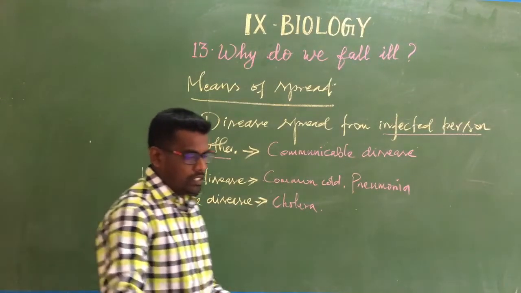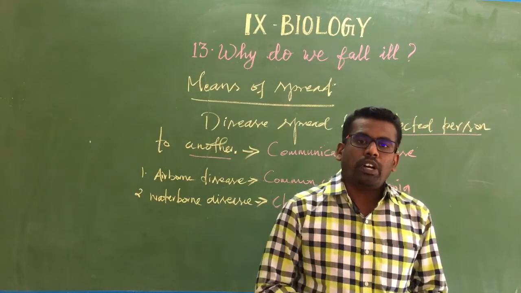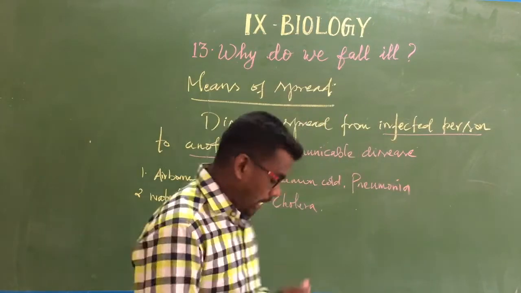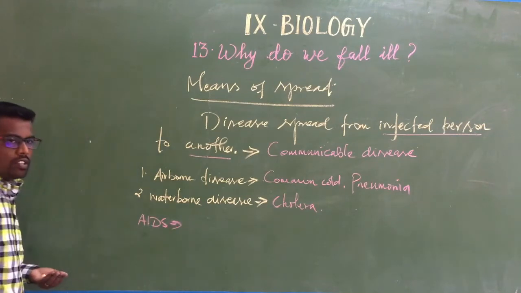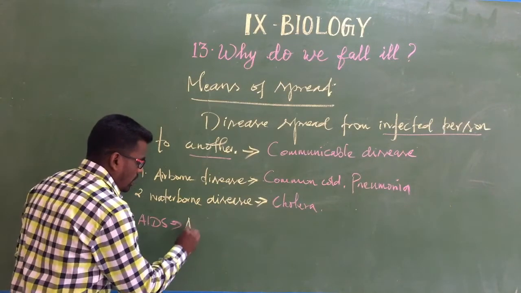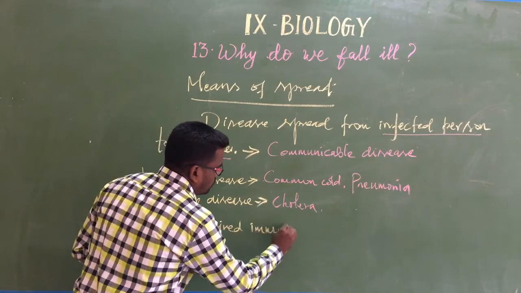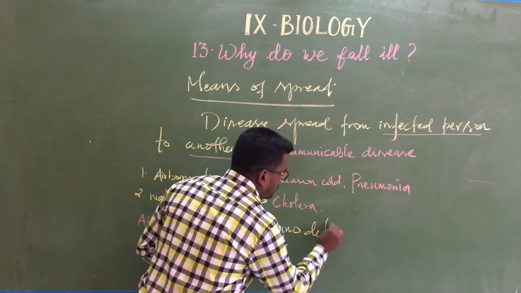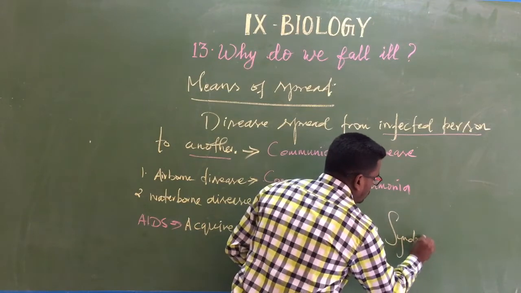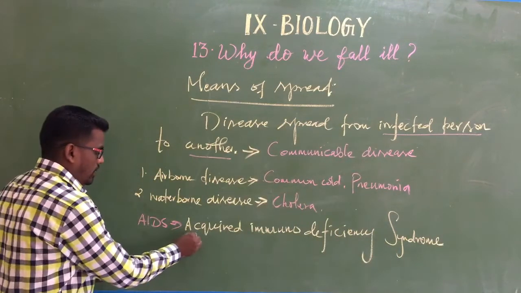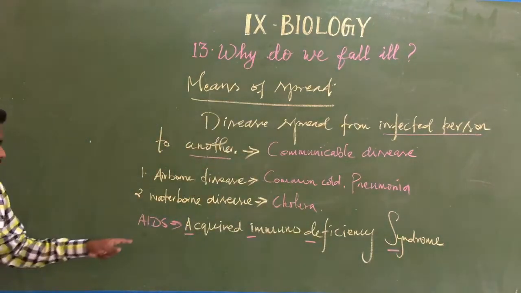Some other diseases spread through sexual contact. Example: AIDS. What is AIDS? Acquired immunodeficiency syndrome. This is called AIDS. So AIDS is a disease.